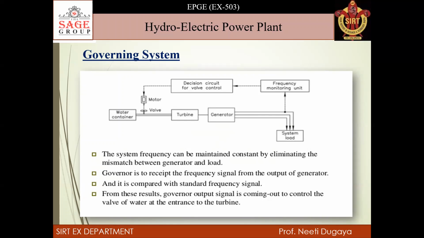Decision circuit, what it will do, it will compare the frequency signal from the output of generator with the standard frequency signal, and as per the frequency mismatch, this motor helps this valve to control the flow of water. Why so?